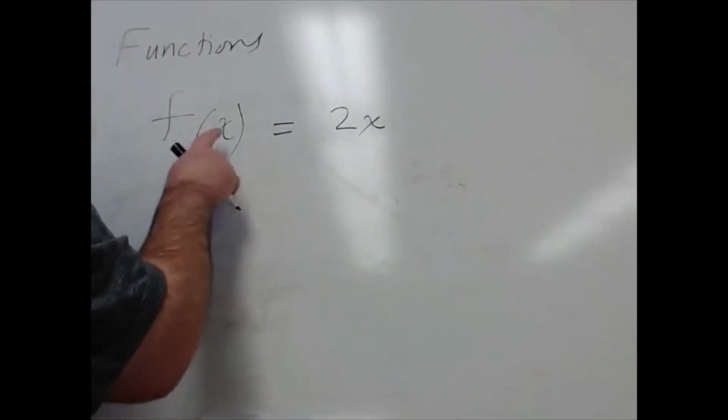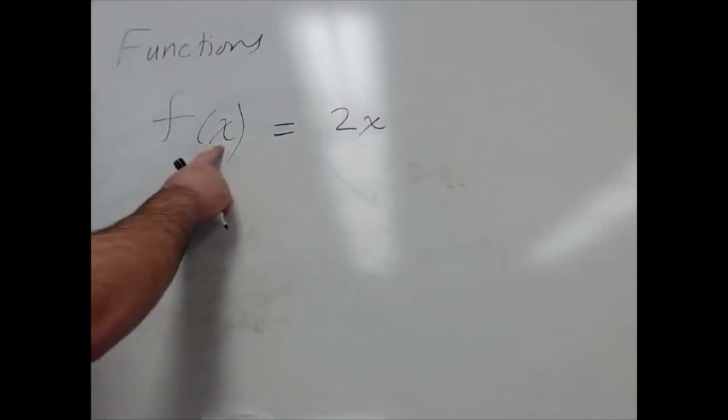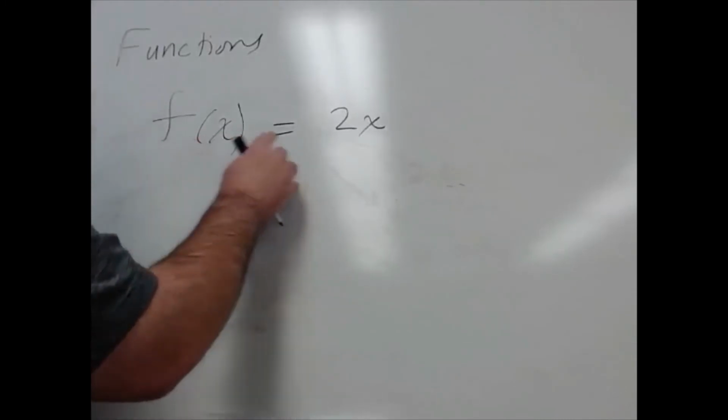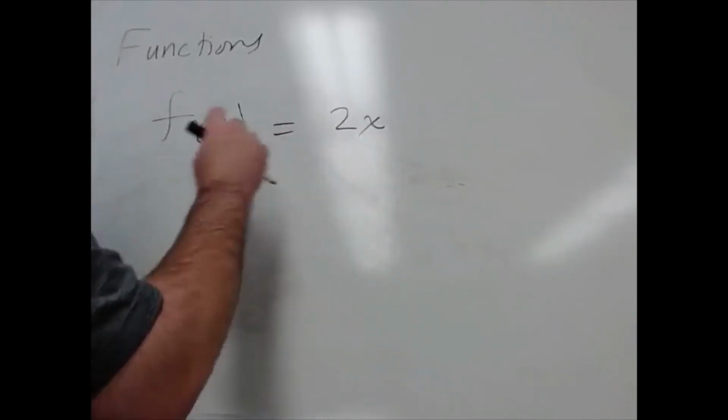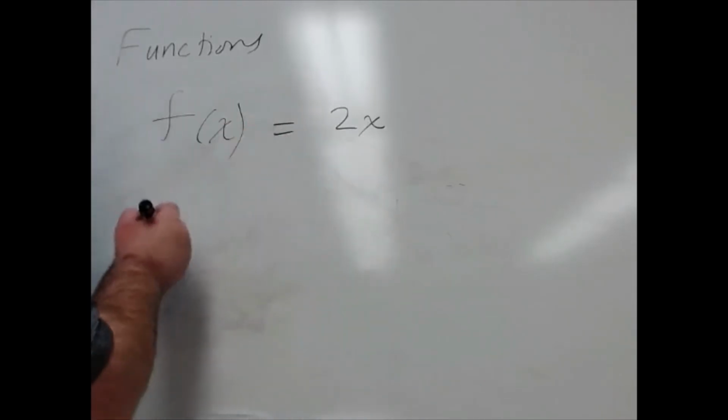It depended on x values. And what it did to the x values is it took the x's and multiplied them by 2. Another one, I could have function g.